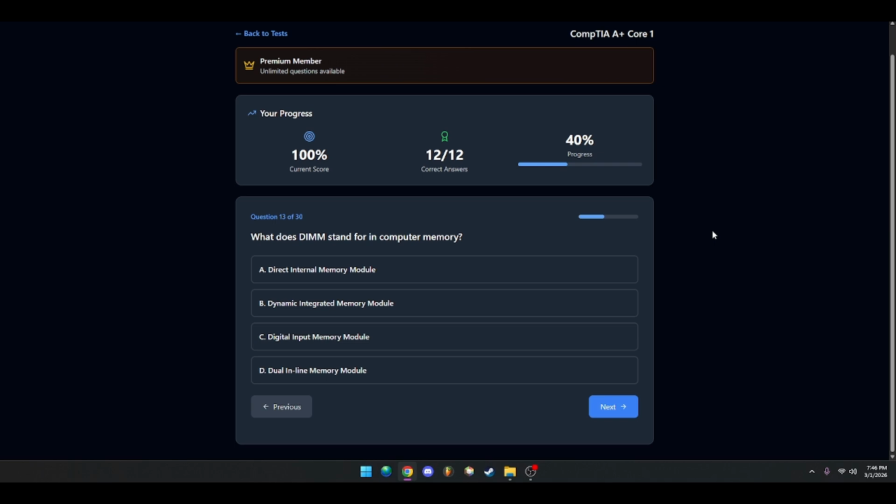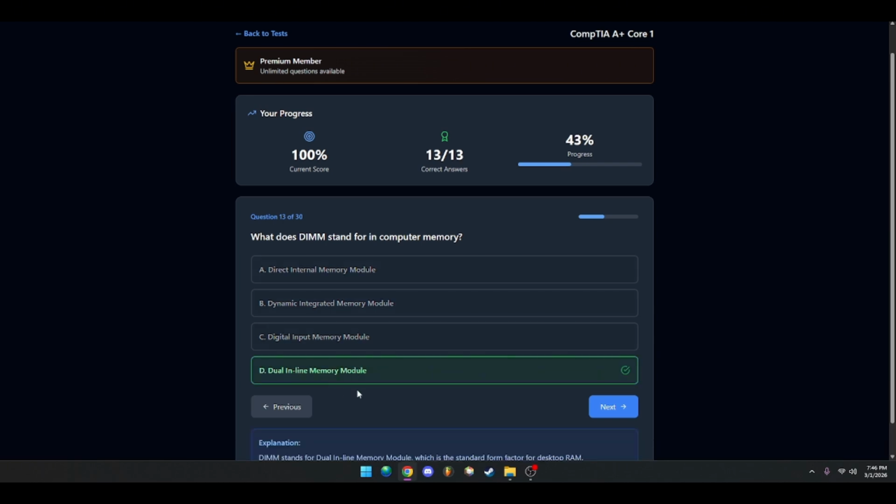What does DIMM stand for in computer memory? Give you guys a moment to think about it. And the answer would be D, dual inline memory module. There is a lot of acronyms you need to know when you walk into the testing room. This is one of them among many.